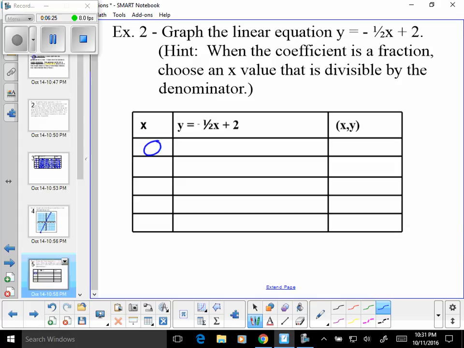I'm going to start with 0. And I'm going to do this math in my head. Negative 1/2 times 0 is 0. 0 plus 2 is 2. My point will be 0, 2. Then I'm going to choose 2. Negative 1/2 times 2 is going to be negative 1. Negative 1 plus 2 is going to be 3.